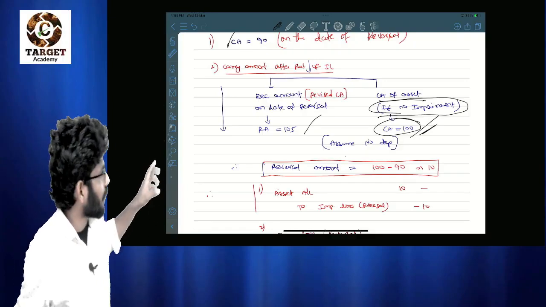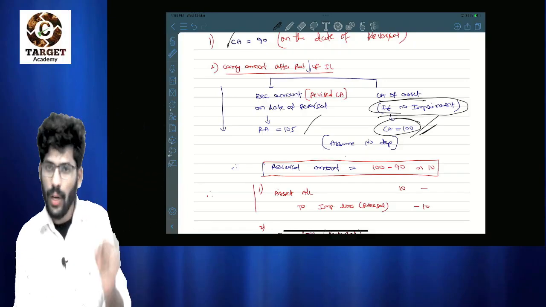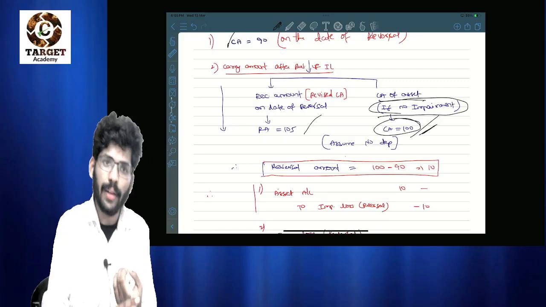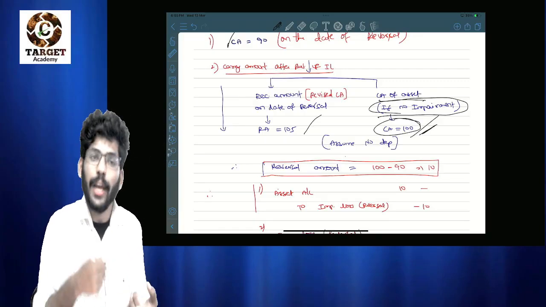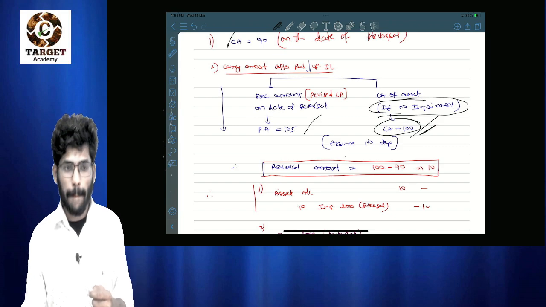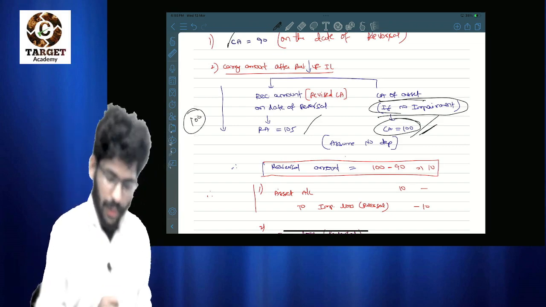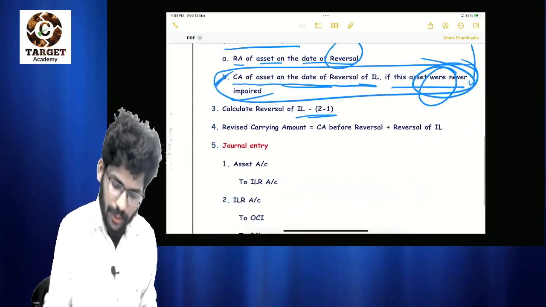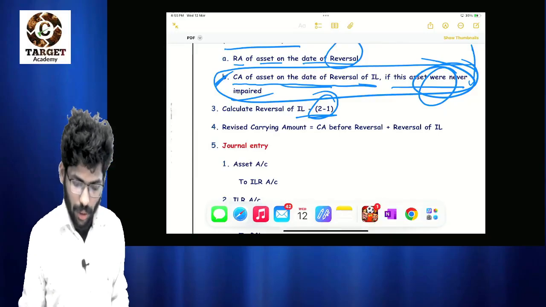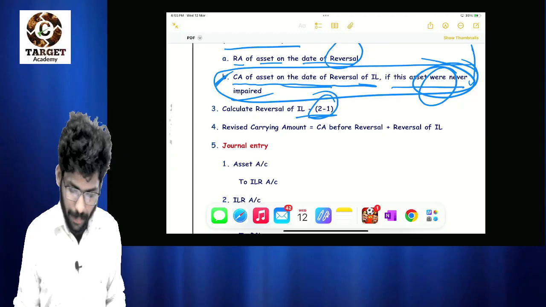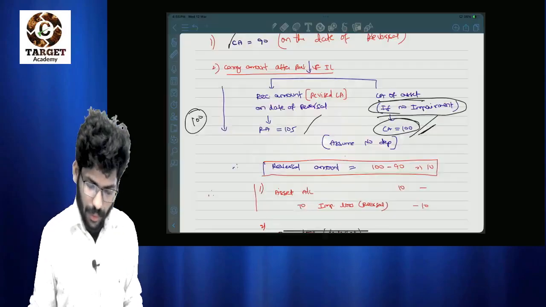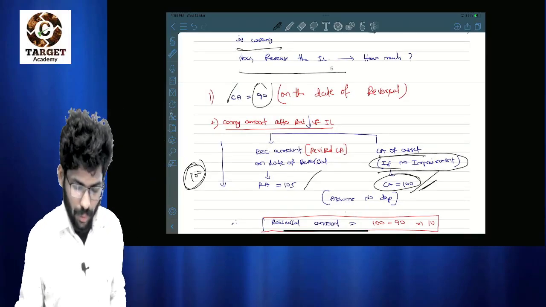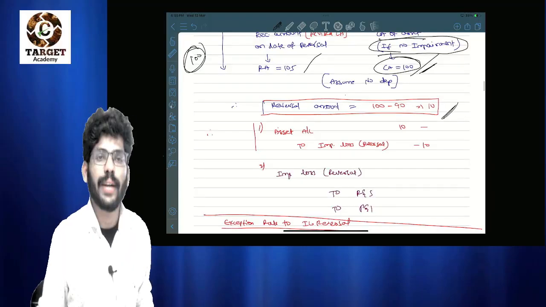Carrying amount after reversal of impairment loss. Recoverable amount on the date of reversal, or the carrying amount if the asset had never been impaired, whichever is lower, is how much here? 100. Step number 3. What is step number 3? Step 2 minus step 1. Correct or not? So what is the step 2 value? 100. Step 1 value 90. Therefore, the reversal amount equals how much? 10 rupees.